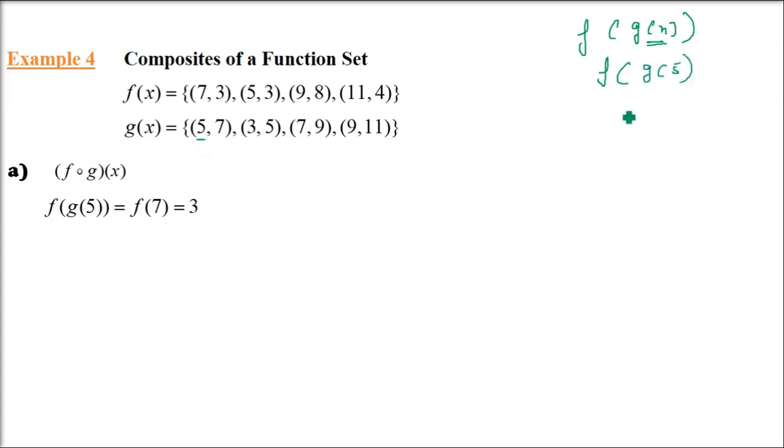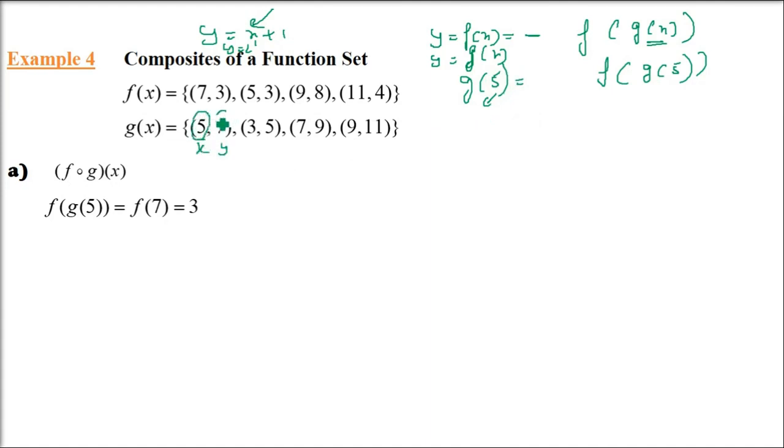So g5 you have to take in place of x. But what is the value of g5? In this ordered pair 5 comma 7, you can write x comma g(x), or x comma y. y is g5 only. So when you put 5 inside g, you will get 7. Because if you put, say, y equals x plus 1, and you put x as 1, y will be 2. Similarly, in this g(x) function, when you put 5, you will get 7 as the output. So this is your x and this is y. You put x and then you got y. So g5 is essentially equal to 7.